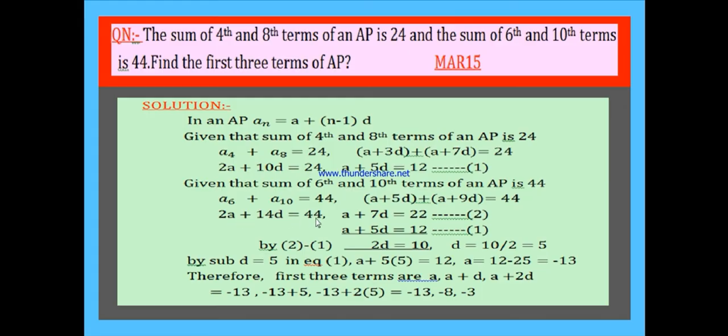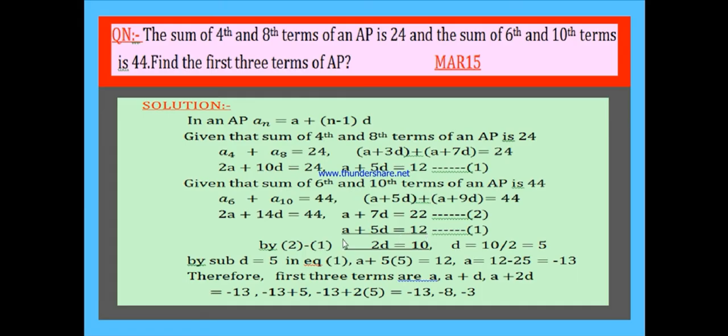Let us divide this equation by 2. 2A by 2 is A. 14D by 2 is 7D. 44 by 2 is 22. This is the second equation: A plus 7D is 22. Now let us write the first equation below the second equation. The first equation is A plus 5D is 12.